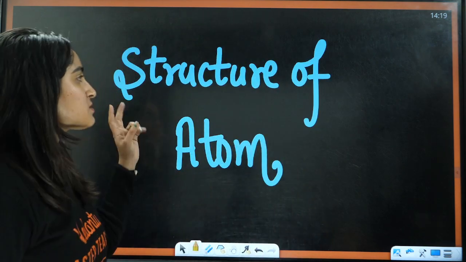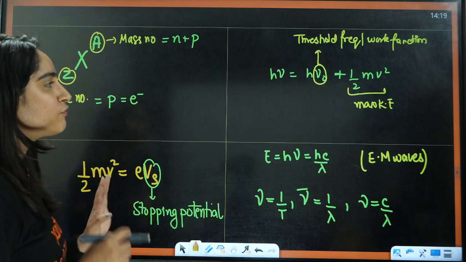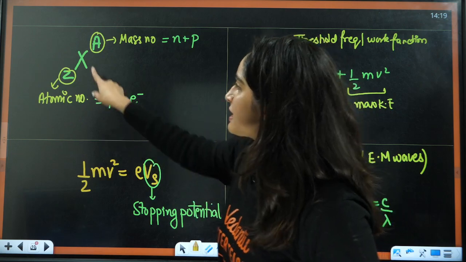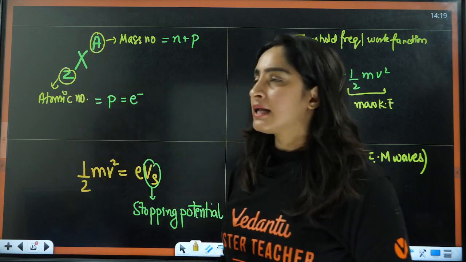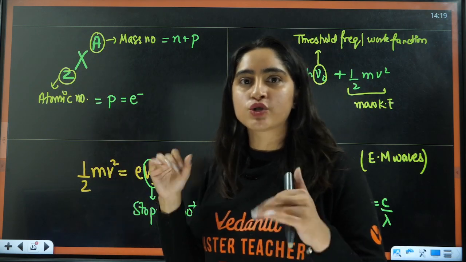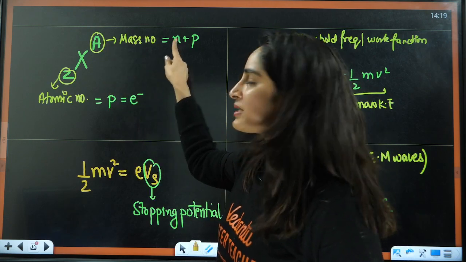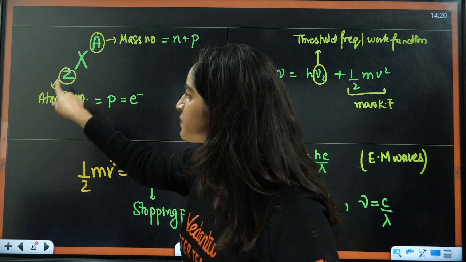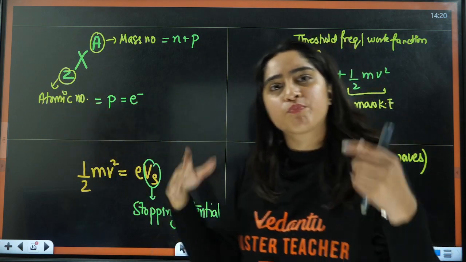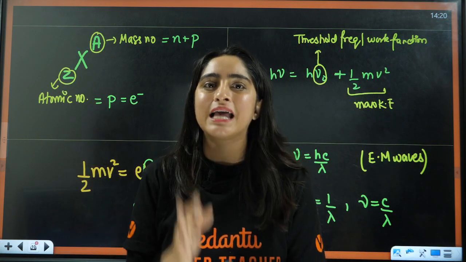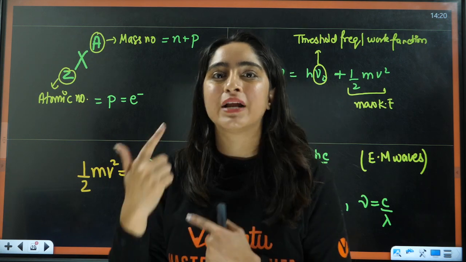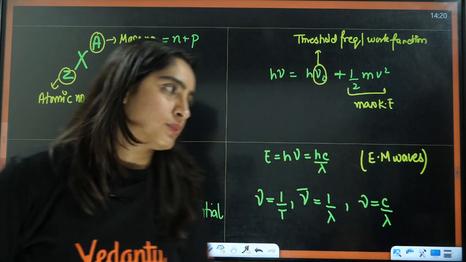Now the second chapter is structure of atom. Let us understand a few very, very important formulas of structure of atom. So the first is, this is X, this is Z, this is A. This is the symbol of that element. So this A symbolizes the mass number, that is equal to the number of neutrons plus the number of protons, and this Z symbolizes the atomic number, that is the number of protons or the number of electrons in a neutral atom, not ionized. In a neutral atom, the number of electrons will be the atomic number, right?